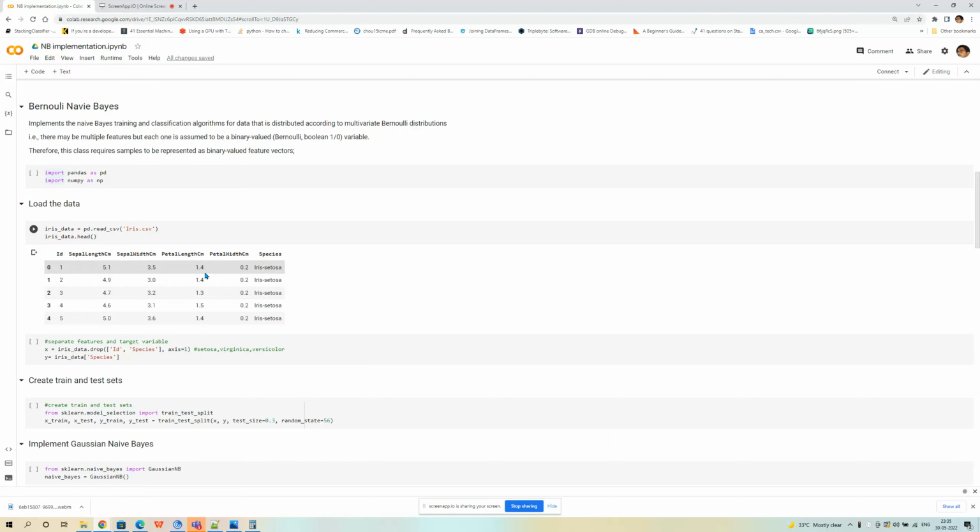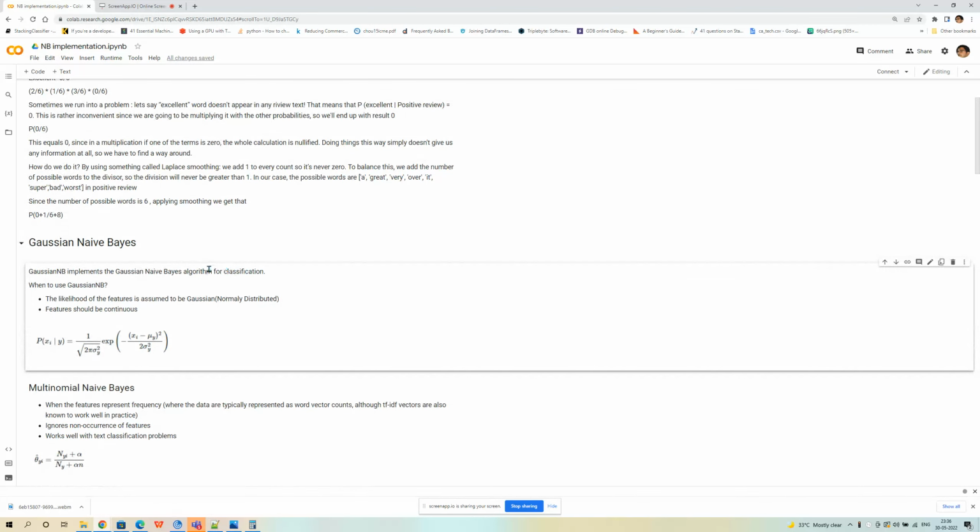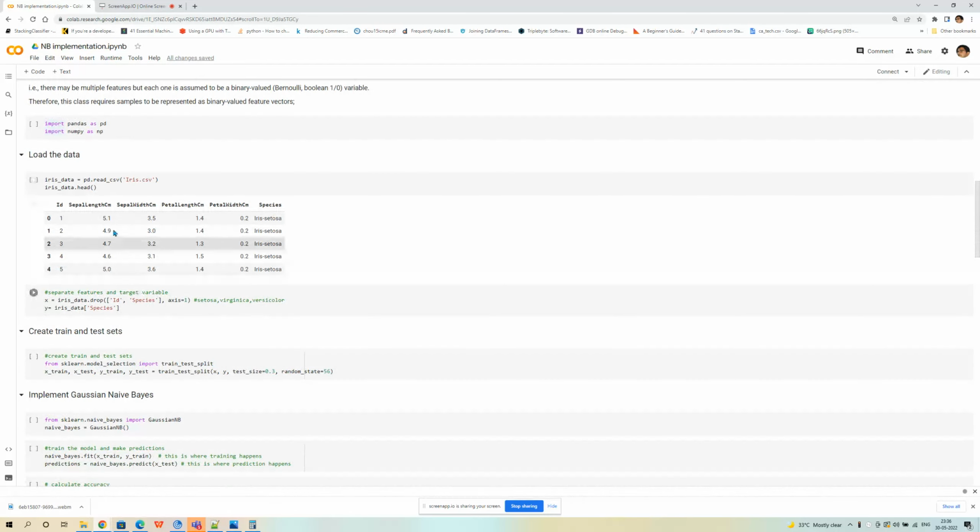So this data looks like tabular data, right? And it's continuous data. Every feature is a continuous feature. So this is a perfect example where you need to use Naive Bayes, Gaussian Naive Bayes specifically, because it assumes that features are continuous and also assumes that features are Gaussianly distributed.